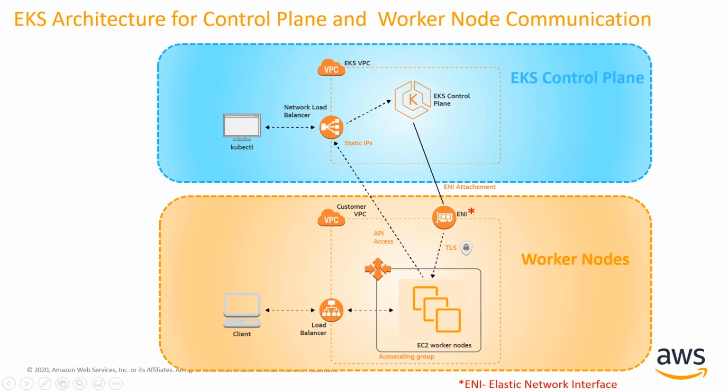So what does it look like when you deploy the EKS cluster on AWS? When you deploy the EKS cluster on AWS, it deploys two CloudFormation stacks. One for the EKS control plane and the second for the worker nodes. The EKS control plane and worker nodes reside in separate VPCs as shown in the diagram. And the EKS control plane communicates with the worker nodes through Elastic Network Interface, also known as ENI.